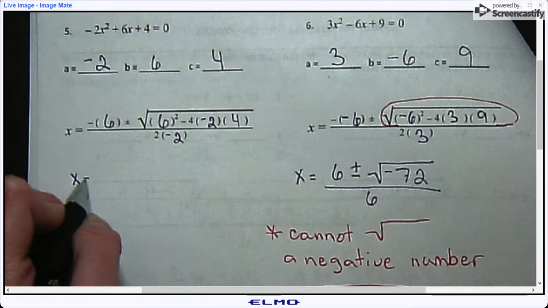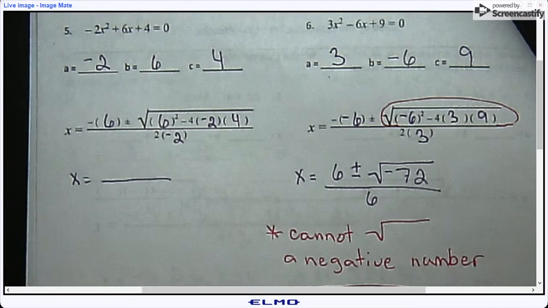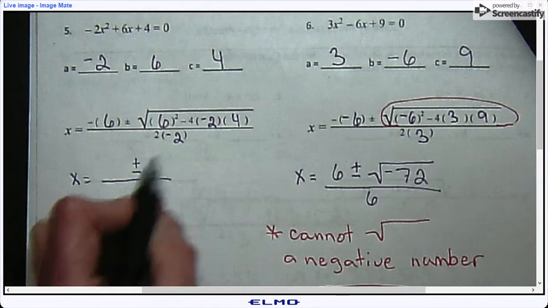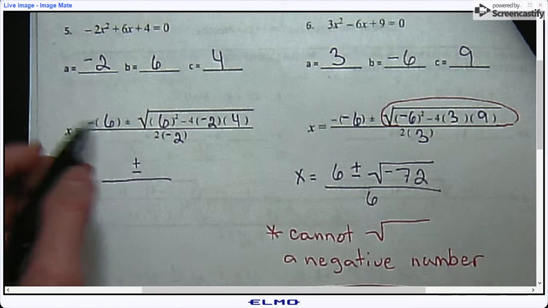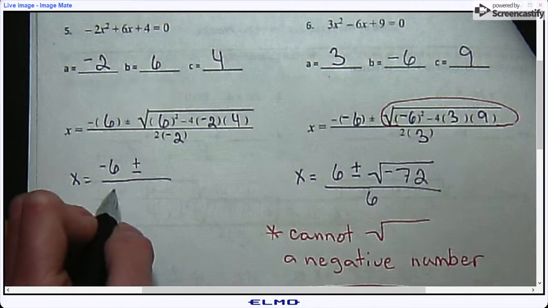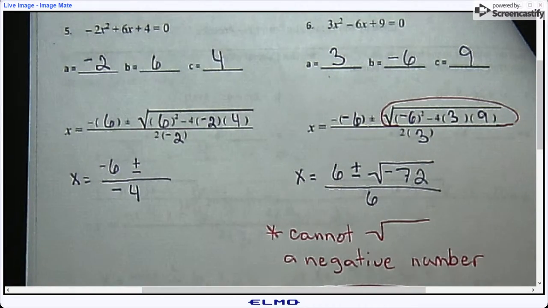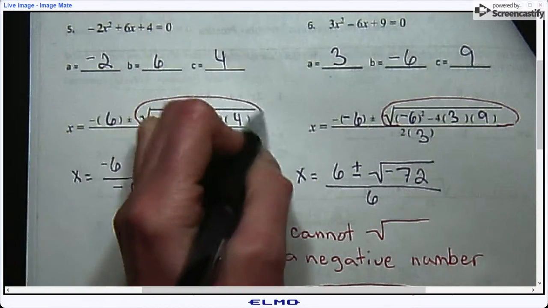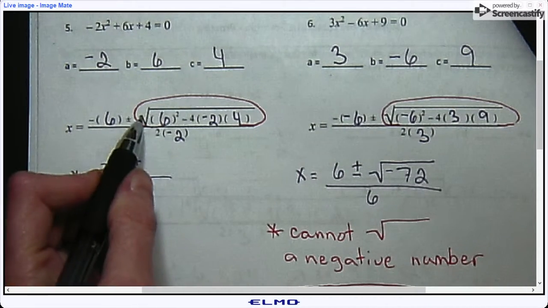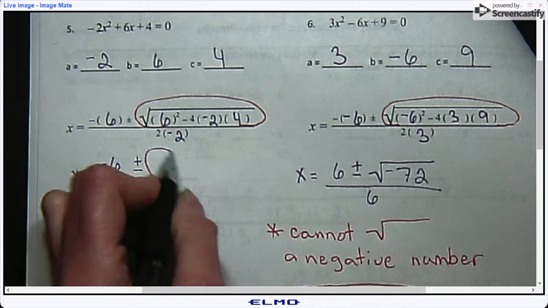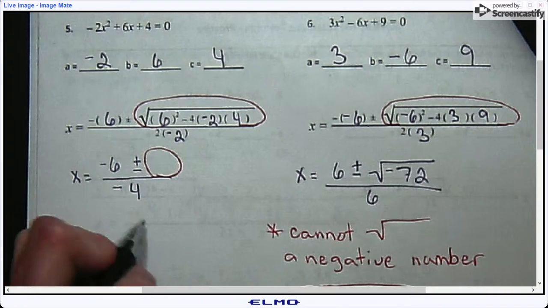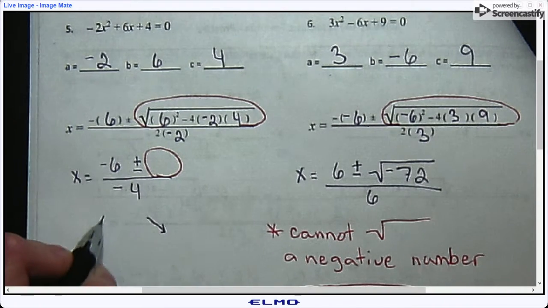When you put that into your calculator, that answer goes right here, plus or minus your answer. -6, 2 times -2, -4. So go ahead and put this radical into your calculator and put your answer, and then finish this problem with the two versions, the positive and the negative.